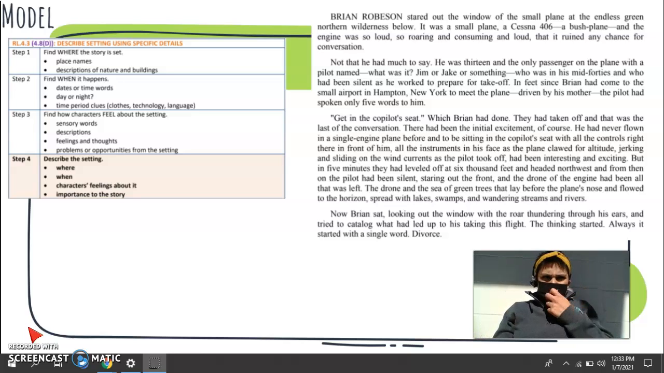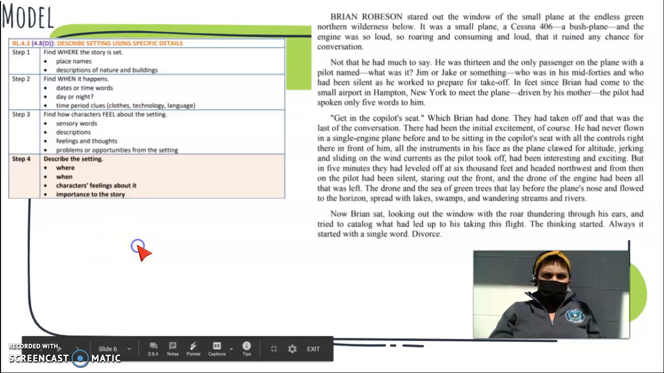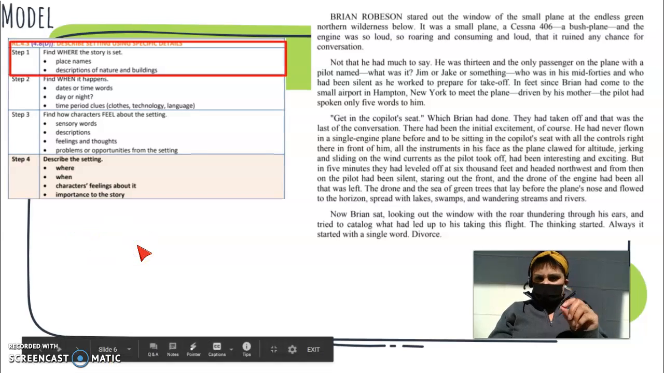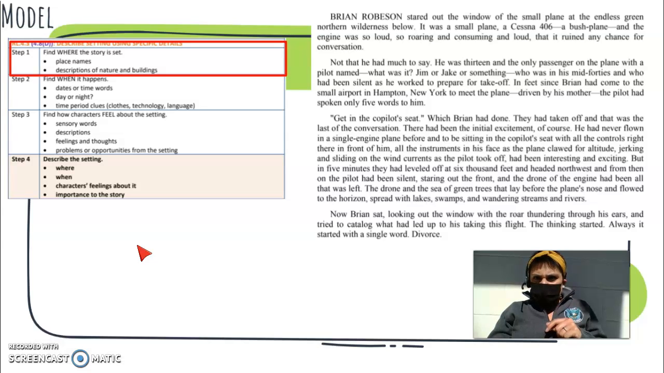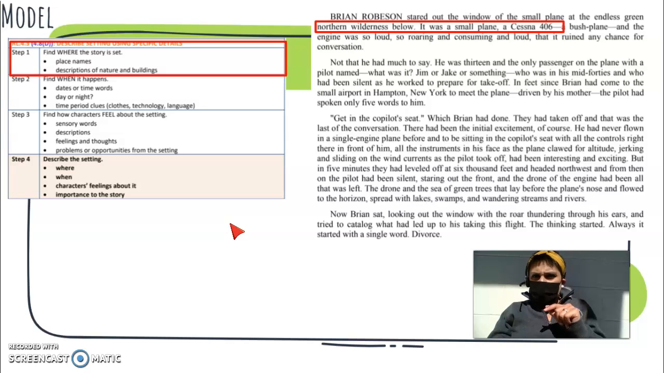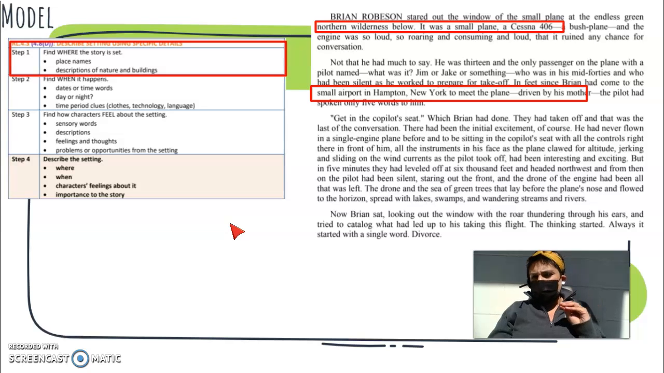Our first step is we ask ourselves, where is the story set? Where is the setting of the story? Well, if I go back into the text, I notice that it says that he can see the northern wilderness below, and he's in a small plane, Cessna 406. So this might be where he is. It also says that he's in a small airport in Hampton, New York. So this is another place that's telling me where he is. So I know right now, where is it set? It's set in a plane, in the wilderness, somewhere close to New York.